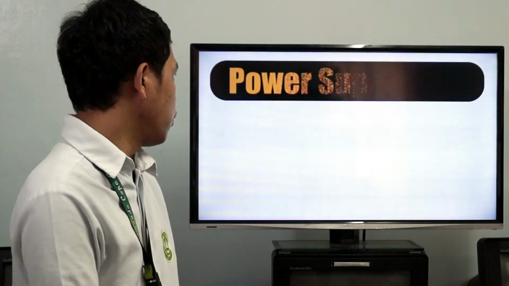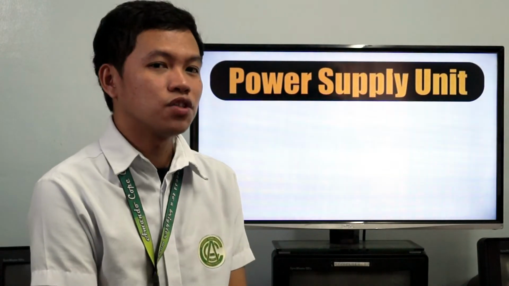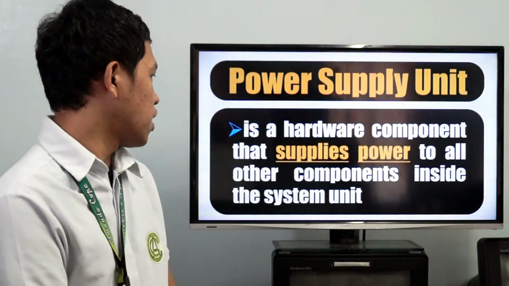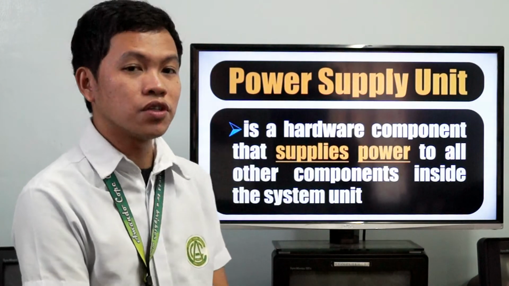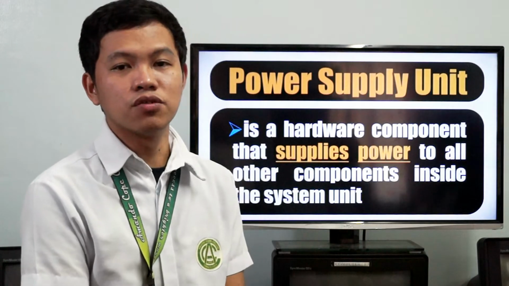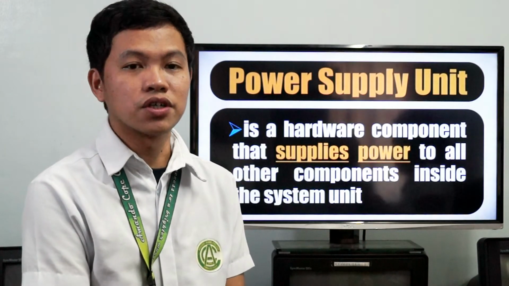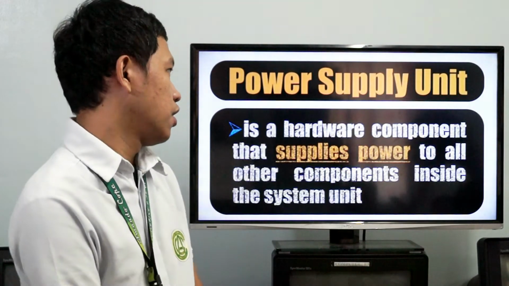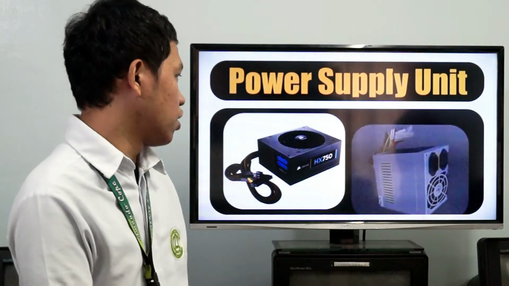Next, we have the power supply unit, or PSU. The PSU is a hardware component that supplies power to all other components inside the system unit. It converts AC to DC, usable for computers, and it is rated by the number of watts it generates. These are the examples of power supply.